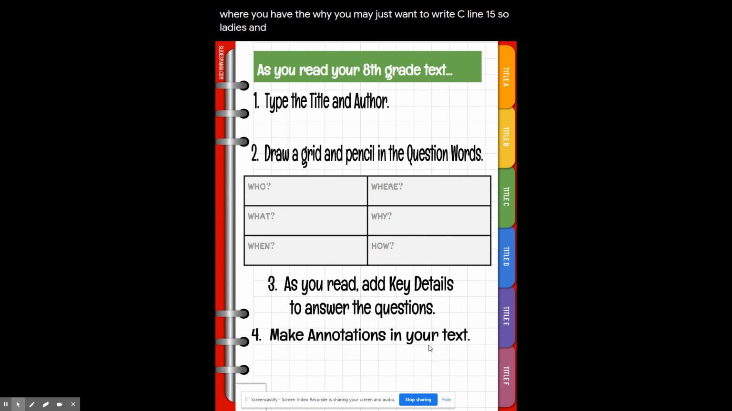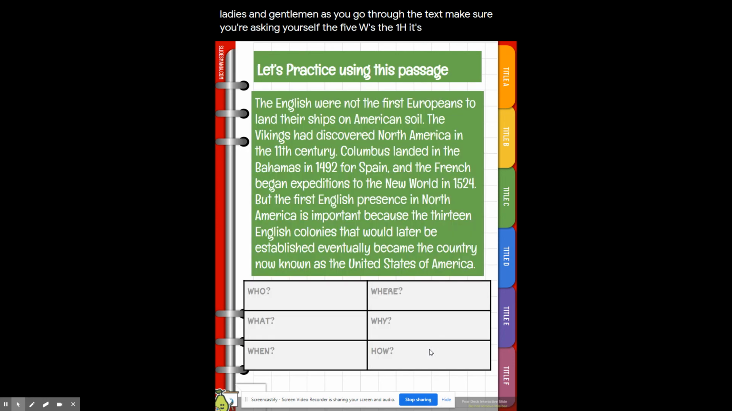So, ladies and gentlemen, as you go through the text, make sure you're asking yourself the 5 W's, the 1 H, and you are making annotations. Let's practice using this passage. When we are finished, I want you to hit pause. When I'm finished reading the passage, hit pause and go into your PearDeck and see if you can answer the questions who, what, when, where, why, and how. Let's read this passage together.